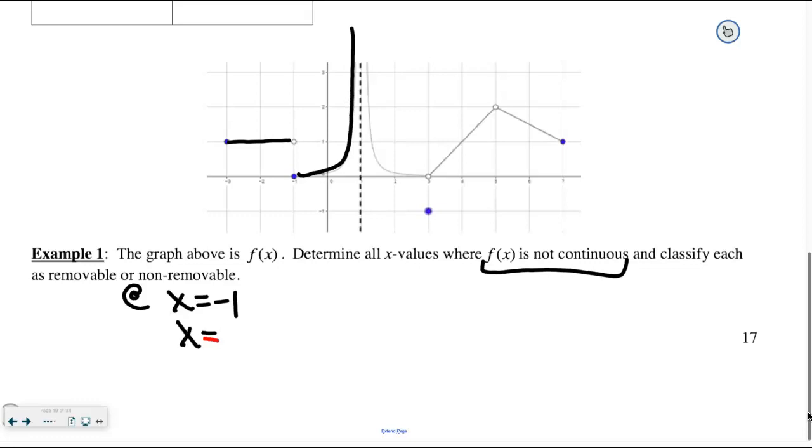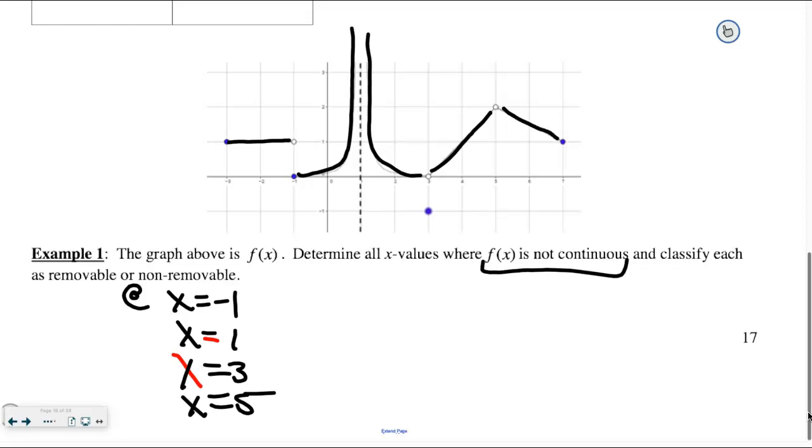So at x equals 1. But I lifted and came back down. Whoop, got to lift my pencil at x equals 3. And then I'd have to lift my pencil again at x equals 5. So visually, super easy to spot discontinuities. It's just anywhere when you travel, it disrupts it. All right? Then it says, classify each as removable or non-removable.